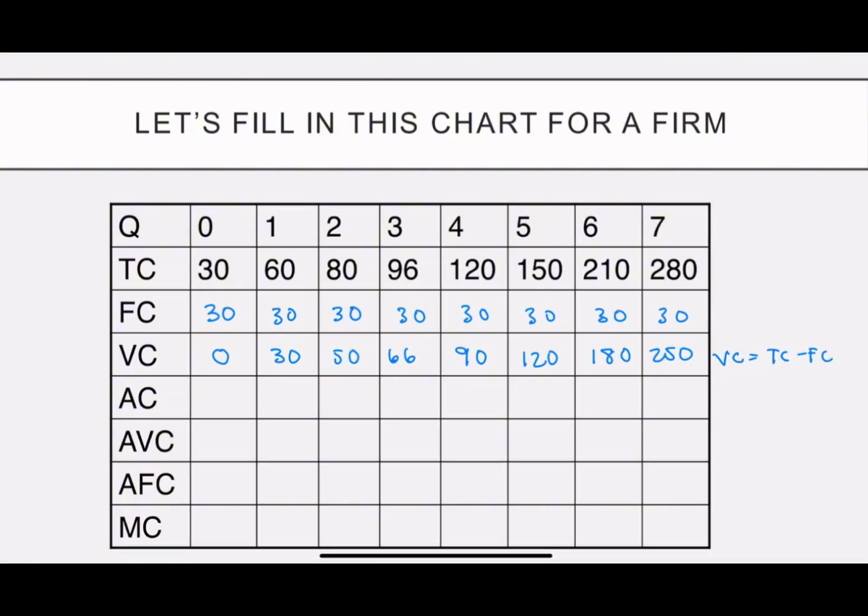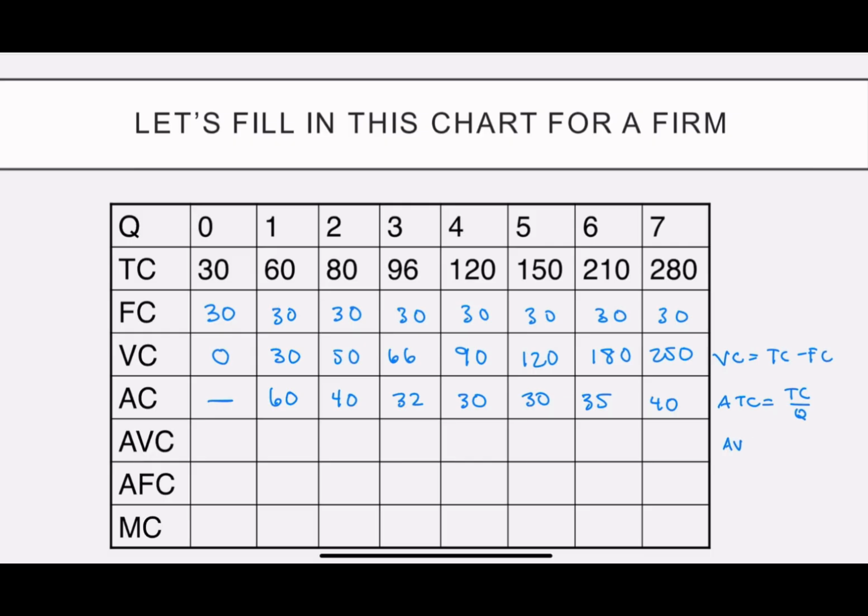Now when we think of average cost, or average total cost, it's going to equal total cost divided by quantity. So we're not going to have a value when quantity is 0. But when we're looking at the average total cost, it's going to be the total cost divided by quantity. So in this case, it'll be 60, it'll be 40, it'll be 32, 30, 30, 35, and 40. Notice that average total cost drops, flattens out, and then increases.